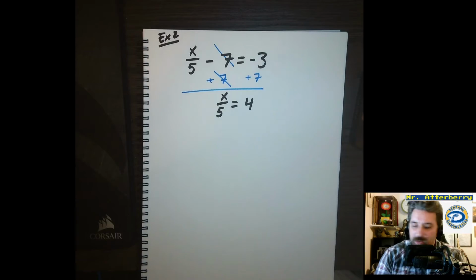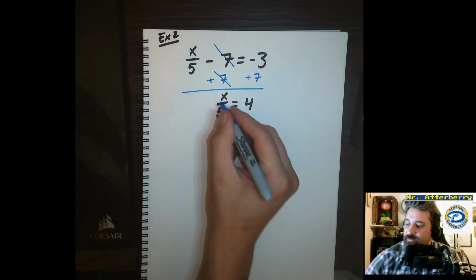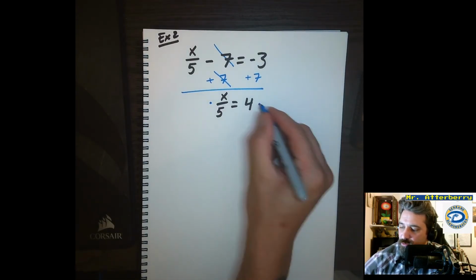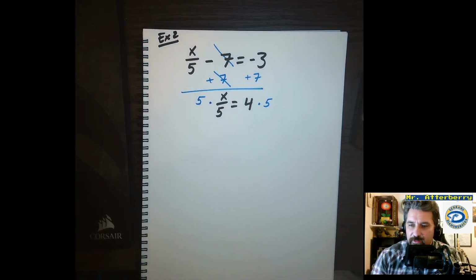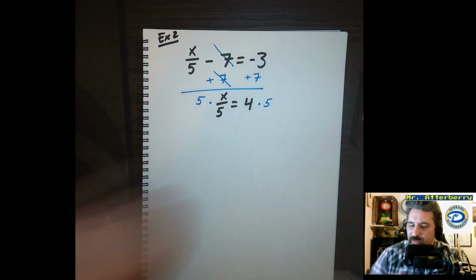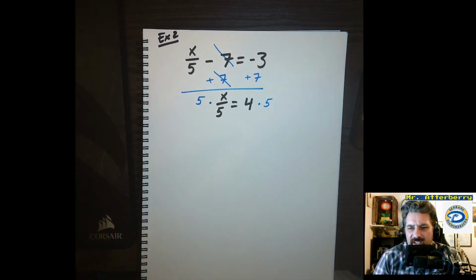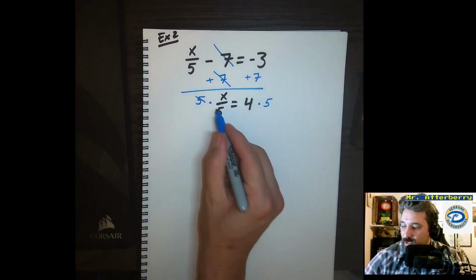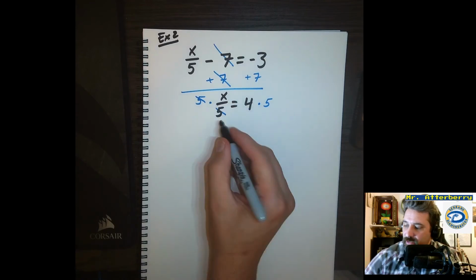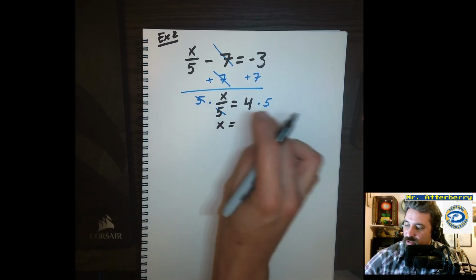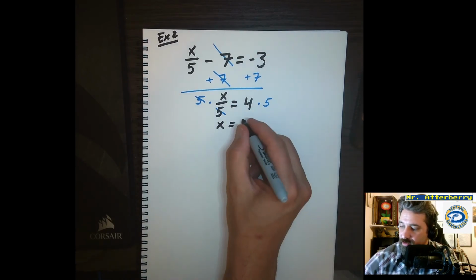Why am I multiplying both sides by 5? I think you already know that answer. And if you don't, let's review. Some number divided by 5, we can undo that by doing the opposite of dividing by 5, which would be to multiply by 5. And that's how we solve this part of the problem. When I do that, I get x left over. And then I have 4 times 5, which gives us 20.